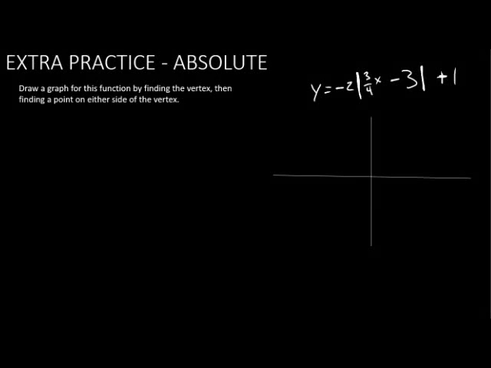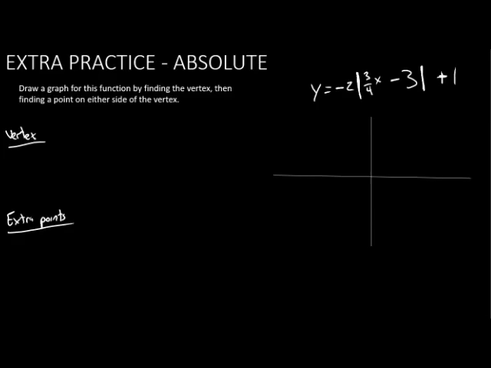Now we'll get some practice in on graphing another absolute value function. Our function here is fairly complicated. Negative 2 times absolute value of 3/4 x minus 3 plus 1 on the outside. In order to graph this, we are going to find the vertex, and then we'll find one extra point on either side of the vertex.